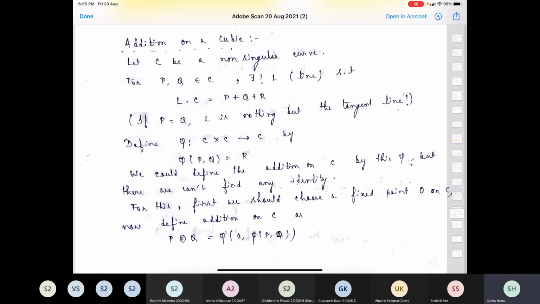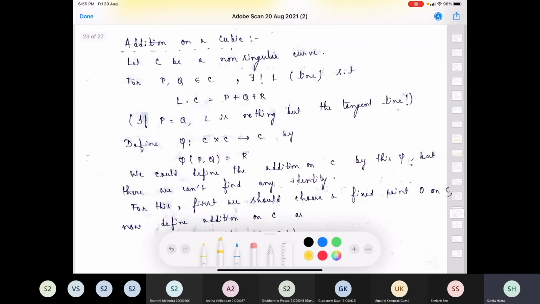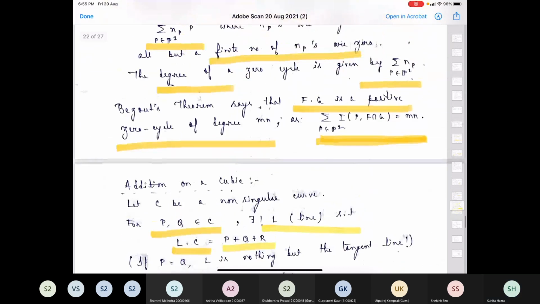Let's suppose C is a non-singular curve. Now for P, Q belonging to C, there exists a unique line L such that L·C, the intersection cycle which I have just defined, is P plus Q plus R. Since the degree of C is 3, C is a cubic, and L is linear, L·C can contain at most 3 points. Actually, Bezout's theorem says it is not at most 3, it is exactly 3, because we are now in projective space. So Bezout's theorem says that the degree of this cycle L·C is 3.